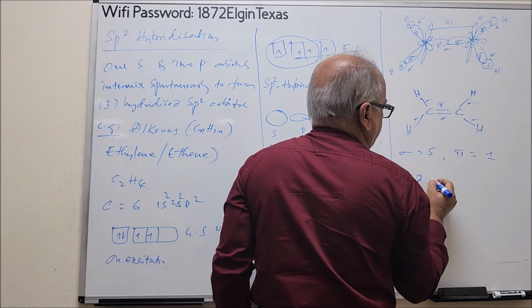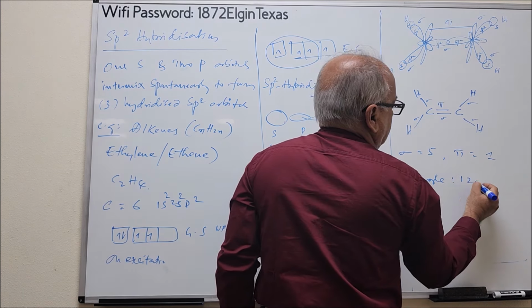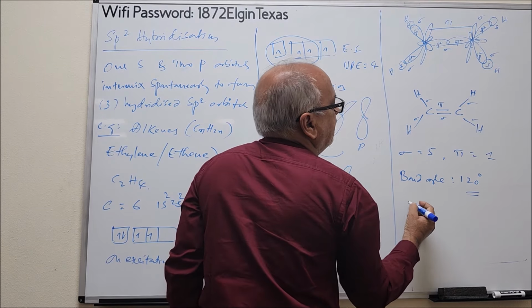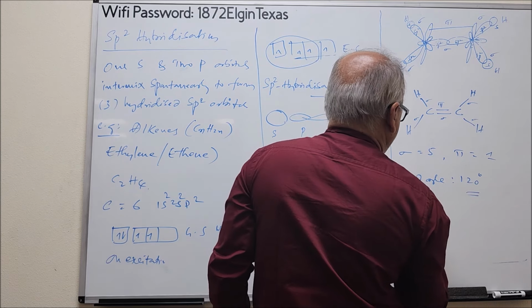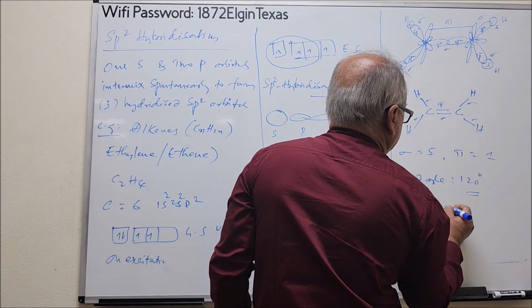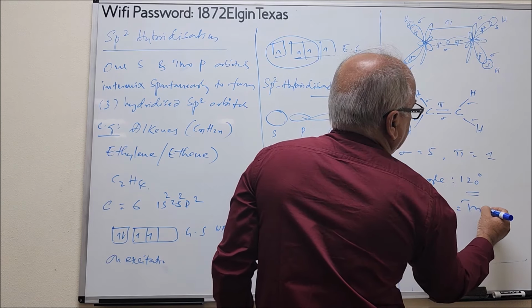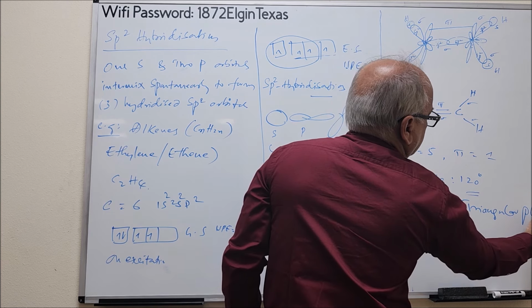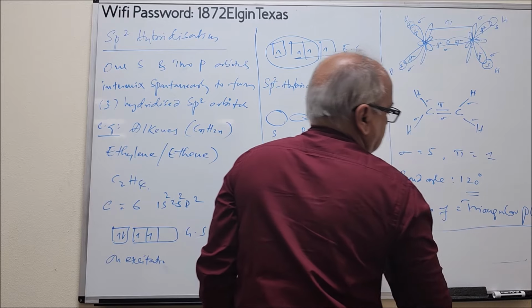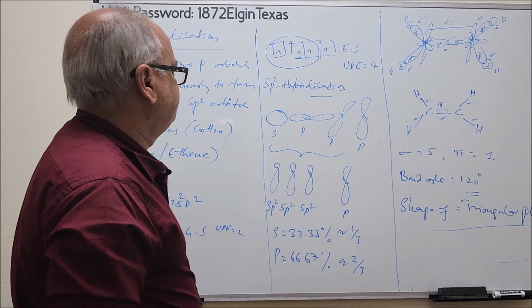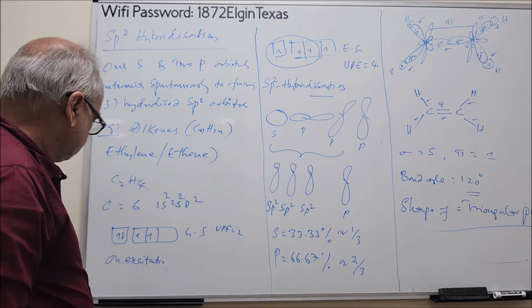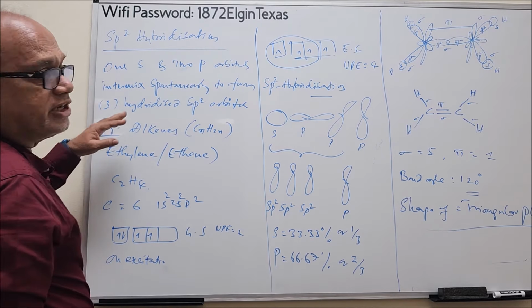Here the bond angle is 120 degrees, triangular planar at every carbon atom, and the shape of the molecule is triangular planar. This is about the concept of hybridization of the type SP2.